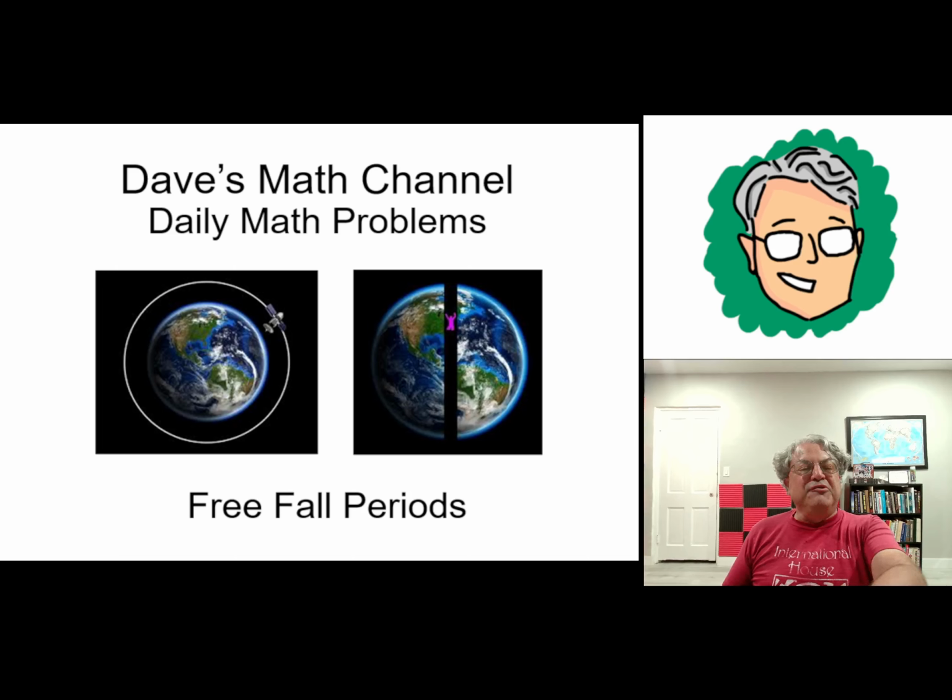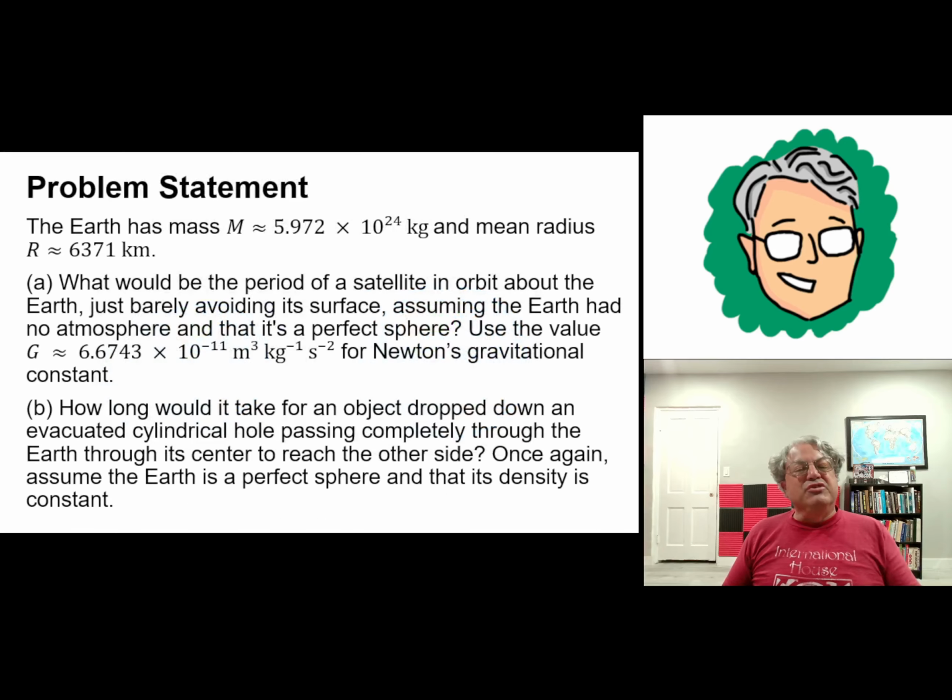So let's get started. Here's the problem statement written out specifically. First, I tell you what the mass of the Earth is approximately, because we need that. It's about 5.972 times 10 to the 24th kilograms. That's a lot of mass. And the radius is approximately 6,371 kilometers, or if you like, 6.371 times 10 to the 6 meters. So anyway, we need that.